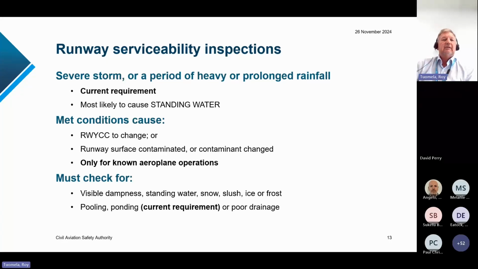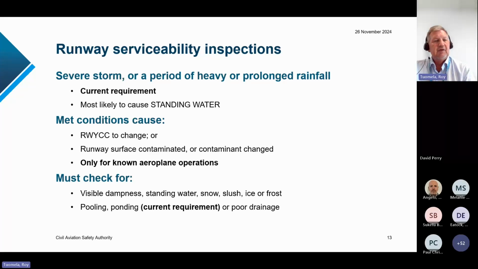So in terms of runway serviceability inspections, it's probably important to indicate what hasn't changed. Runway inspections have always been required after heavy winds, storms, or heavy rain. Again, this is as soon as possible, not immediately. The reason we do these inspections is not just because of the impact of potentially standing water, but they could also cause foreign object debris or other runway damage. But they are the most likely event to cause standing water.